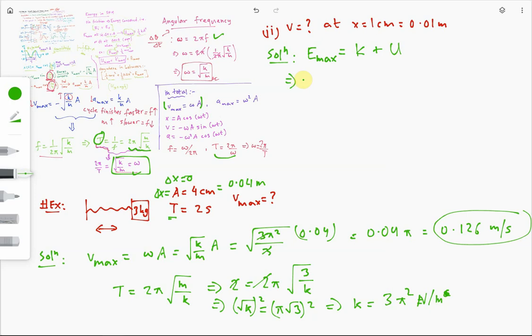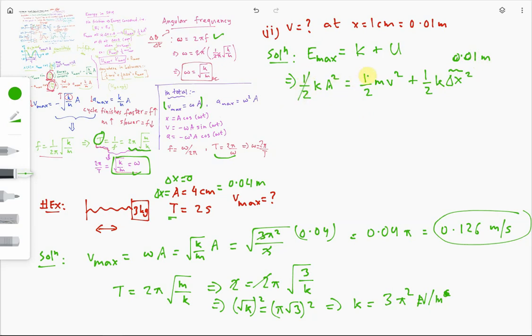What is the maximum energy? It is either the maximum potential energy or the maximum kinetic energy. We can use either. So let us just use the maximum potential energy, which is 1/2 k amplitude squared. That is distributed among kinetic energy, 1/2 mv squared at x equals 1 centimeter, and the spring potential energy at x equals 1 centimeter, so 1/2 k delta x squared. What is delta x in this case? Well, delta x is 0.01 meters, and there should be a squared here.